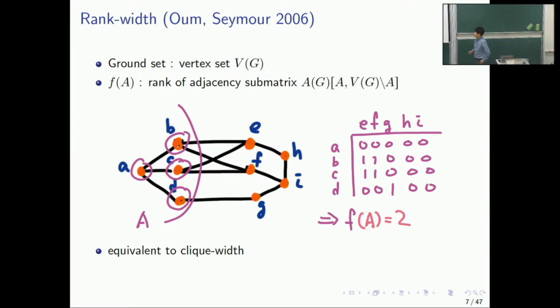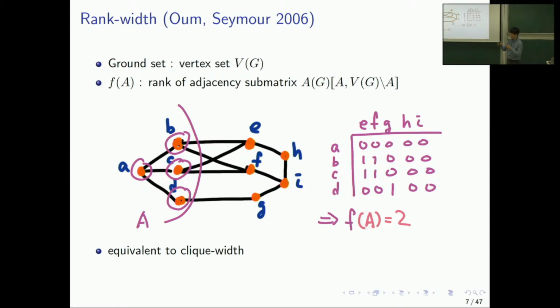So for the rank width, the ground set is a vertex set, and whenever you have a partition of the vertex set, you introduce a matrix, which is the submatrix of the adjacency matrix, where the rows are indexed by one part and columns are indexed by the other part. And then you put 0 if they are non-adjacent, and 1 if they are adjacent. And then you compute the rank over the binary field. So here is an example of the matrix, and the rank is 2. So note that we compute the rank over the binary field.